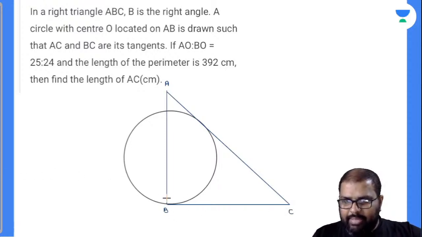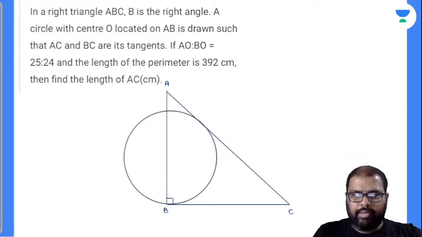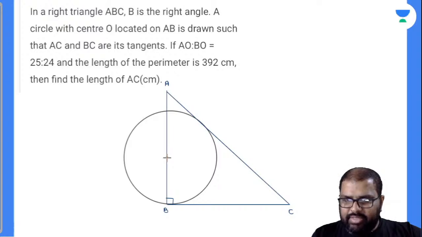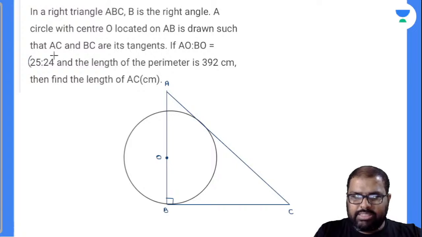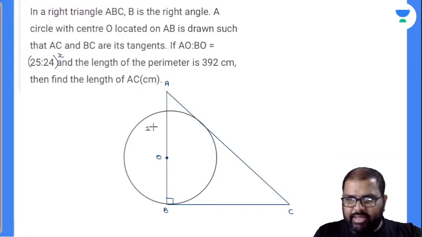Now, angle B is a right angle. Now see here, this is the center of the circle. I'll take this as O. Now closely observe there, AO. I'll take a common factor because this is a ratio. I'll take it as X. So AO is 25X. Now how much is BO? BO is nothing but the radius of the circle, which is 24X.